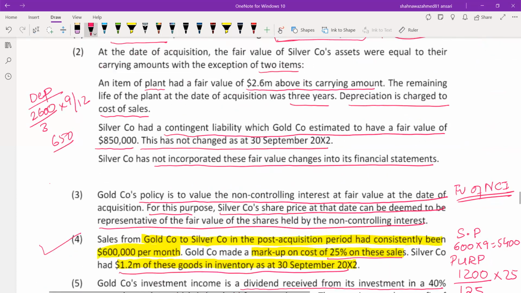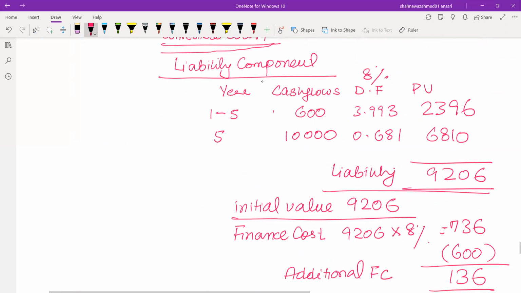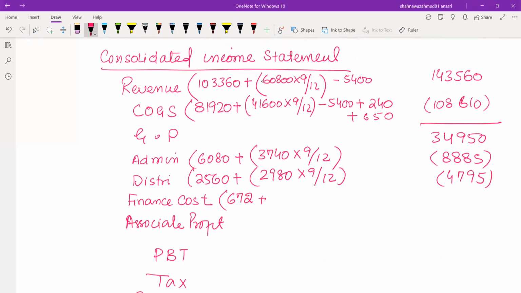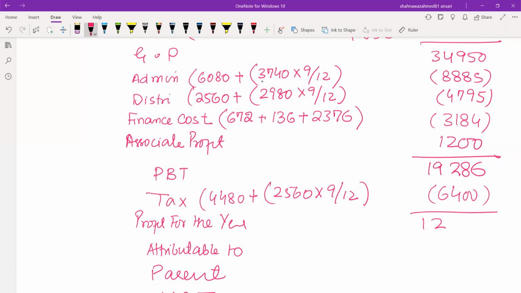Now, see finance cost. There is no finance cost given here. We have two adjustments. One is the interest additional we have to charge on convertible loan stock. Another one is unwinding of discount. So it's 3184. Share of profit of associate, we've already calculated 40% share. And this is profit before tax 19286. We have tax expense. Take 4480 plus 2560 into 9 by 12. It's 6,400 and profit is 12886.